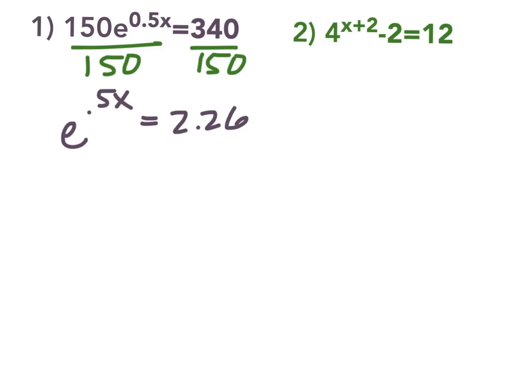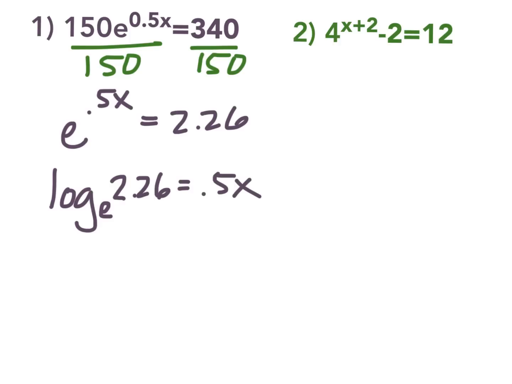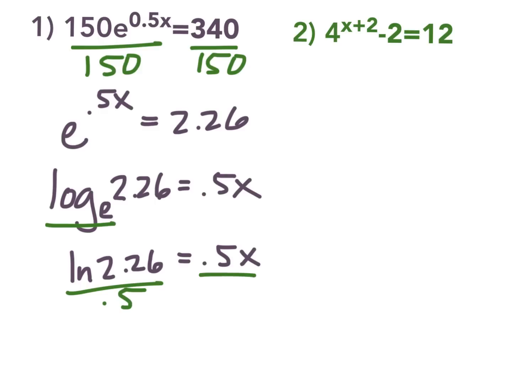Now I'm going to rewrite this as a log. The base of the log is the base of the exponent, base e. Log base e of 2.26 is equal to 0.5x. Well, log base e, that's just the natural log of 2.26 is equal to 0.5x. And this we can evaluate with our calculator. We just type in natural log of 2.26. So just dividing both sides by 0.5 will let us solve, and we get x is equal to about 16.307.